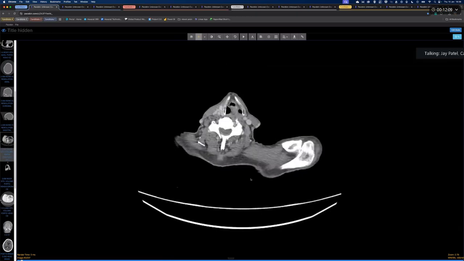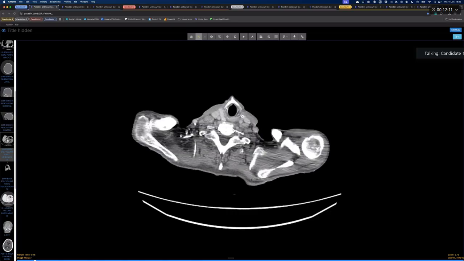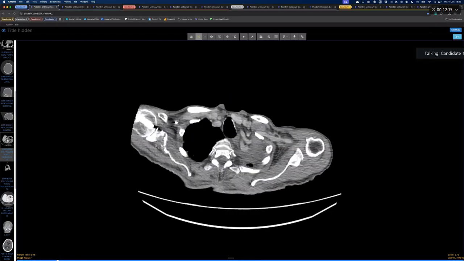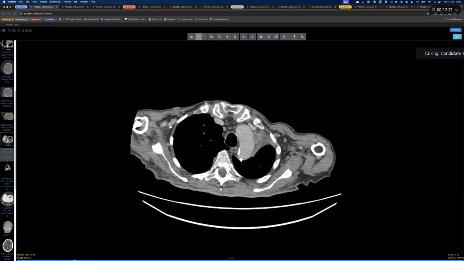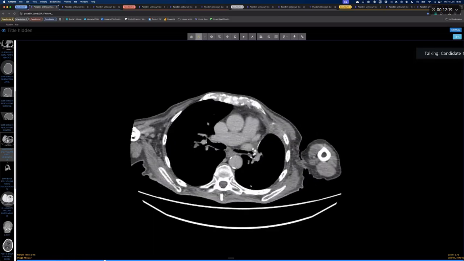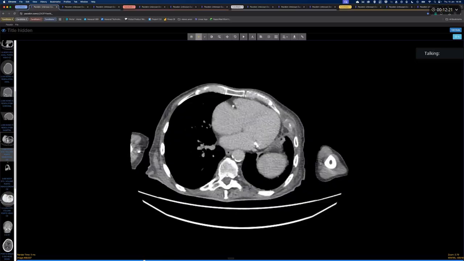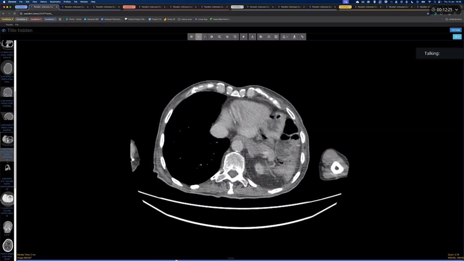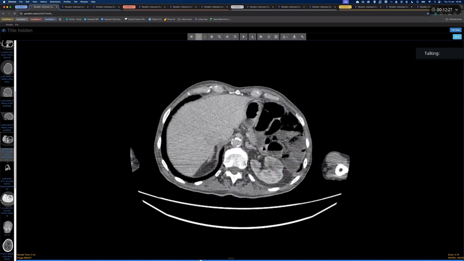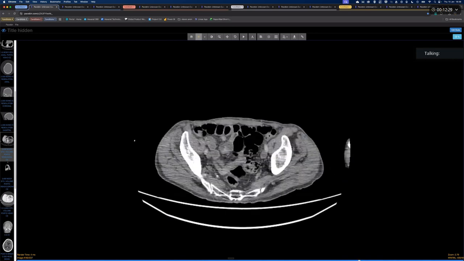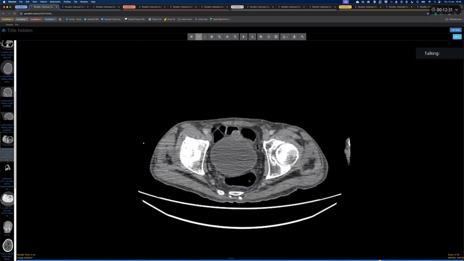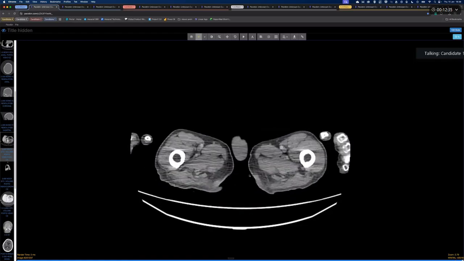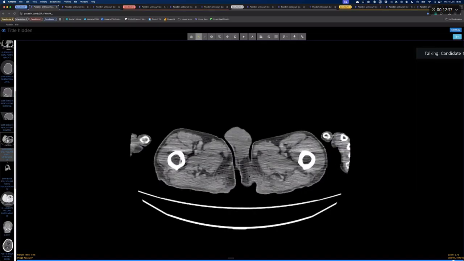Take me through that. Okay, so this is the CT of the chest for the same patient with IV contrast. I would like to scroll through the whole stack of images before giving my comments. Okay, so this is the last cut. I'm interested in the chest.